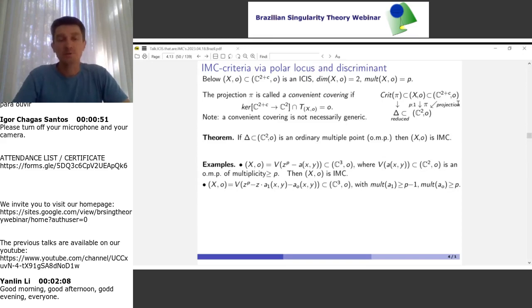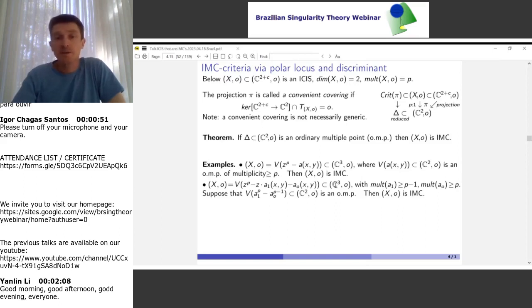Now let's see the case of another, a bit more general covering. Once again, it is an analytic surface singularity, a hypersurface inside C3, and the defining equation is z to the power p minus z times a1 minus a0, where a1 and a0 are some functions of x and y. We want the total multiplicity to be p, therefore the multiplicity of a1 must be at least this one, and the multiplicity of a0 is also bounded. This is already a significant family of germs. You can cook up various germs in this way. Now suppose that this combination, a1 to the power p minus a0 to the power p minus 1, which again defines a plane curve singularity, is an ordinary multiple point.